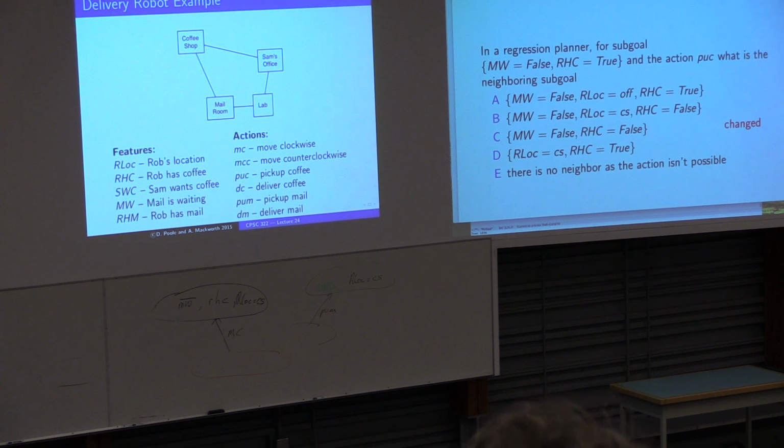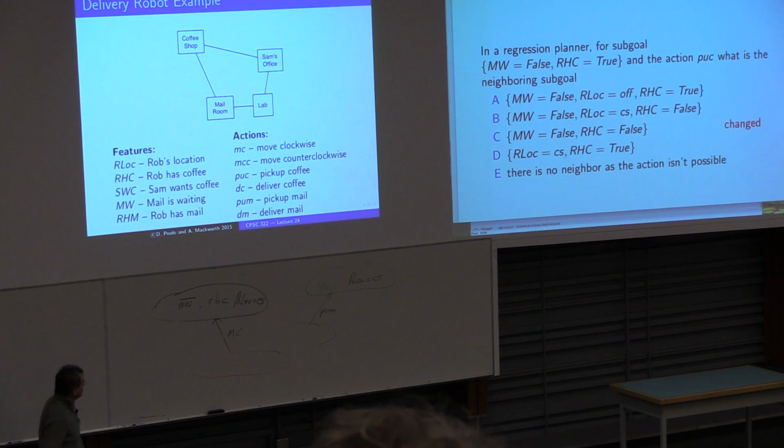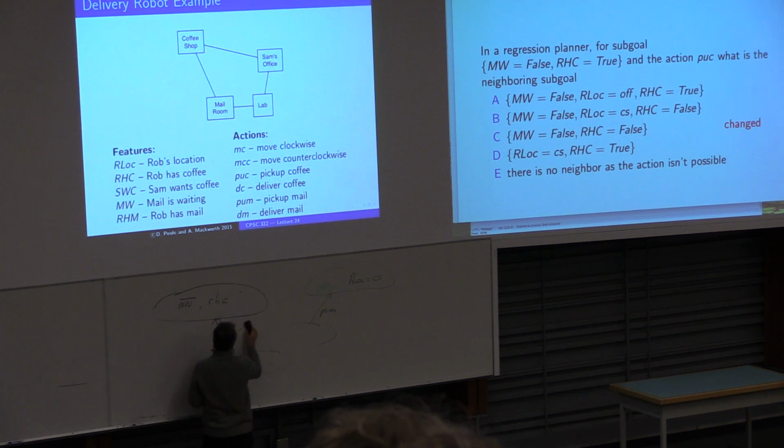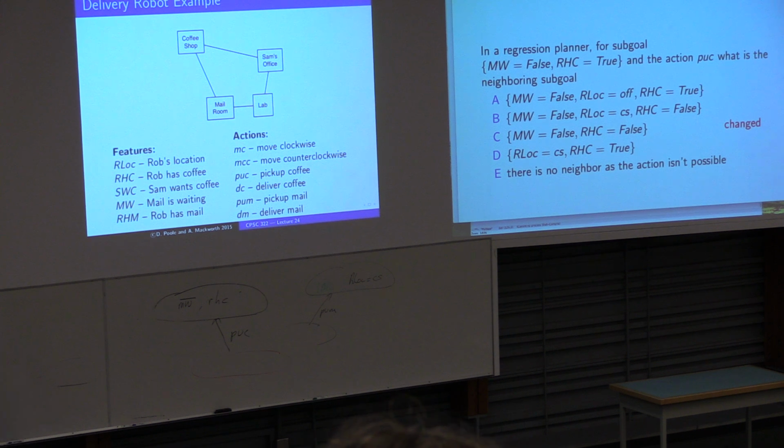Okay, let's keep going here. Hopefully we're learning something from doing all these things. So we now have the sub-goal: mail waiting is false and robot has coffee is true, and the action is pick up coffee. And all the same solutions except C is now changed from what it was before.